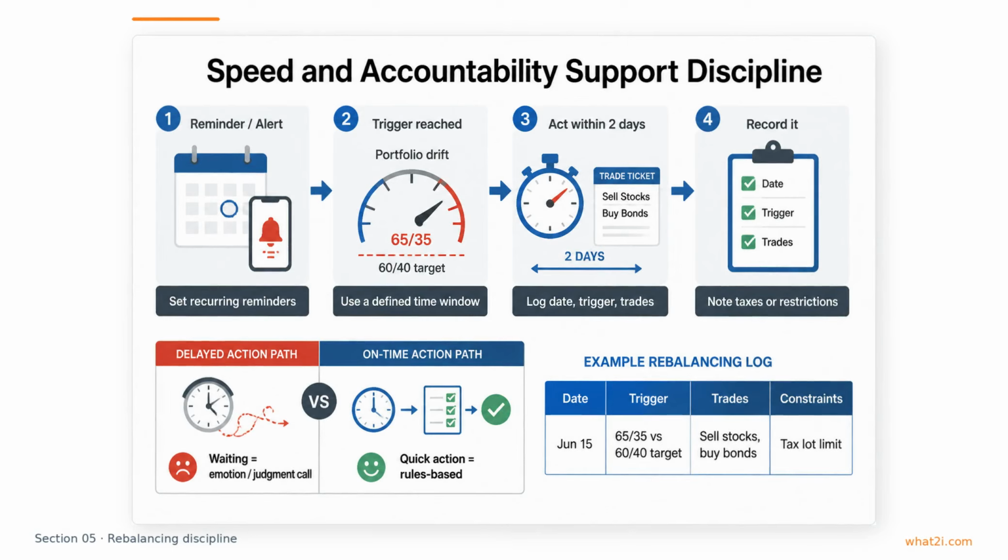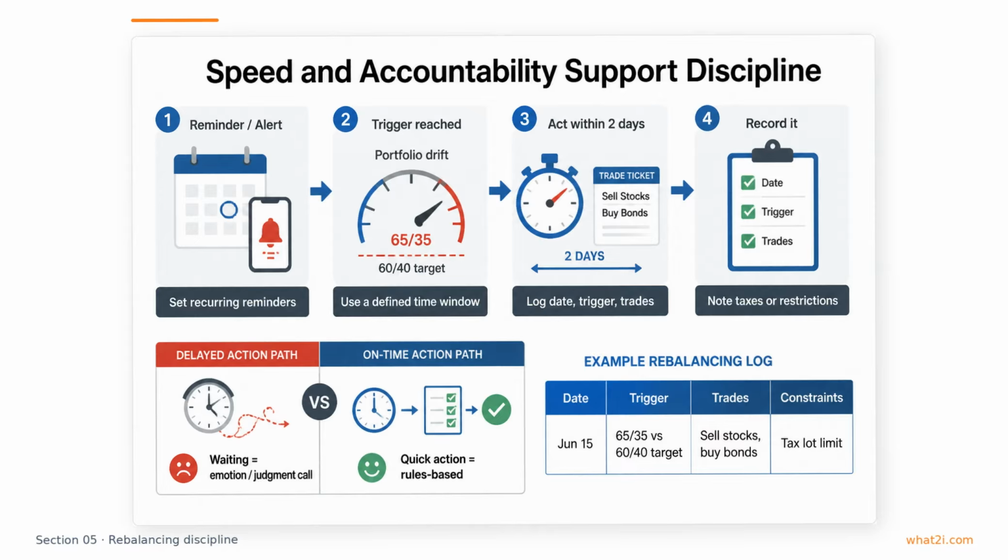Speed and accountability help protect that discipline once a trigger occurs. A recurring reminder or account alert reduces the chance that a required review gets overlooked. A defined execution window, such as within 2 or 3 business days, limits the temptation to wait for a better price. Keeping a small record of the date, trigger, trades, and any constraints also creates accountability. That record is useful later because it reveals whether the investor followed the process or kept making exceptions. In this way, discipline becomes something visible and reviewable, not just a good intention.